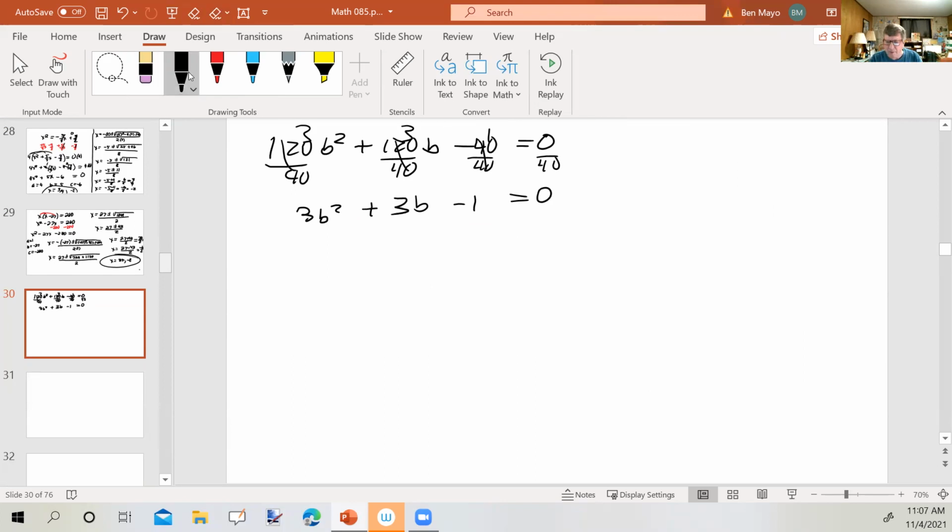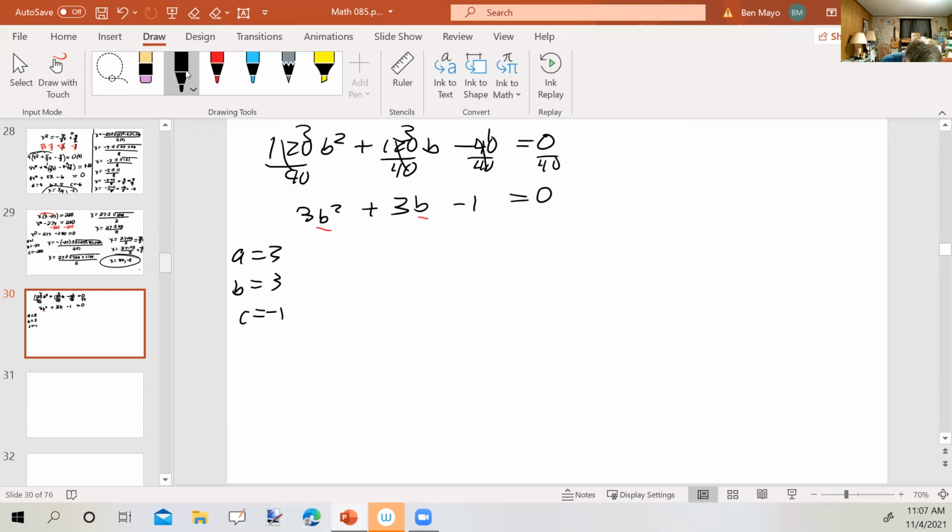Now, this is going to be a little bit confusing because our variable is b, but over here I'm going to say a is 3, b is 3, and c is negative 1. This value of b is not the same as the value of b in the equation. The b in the equation is a variable. The b that's circled in red is identifying the constant, okay? So hopefully that won't be too confusing.